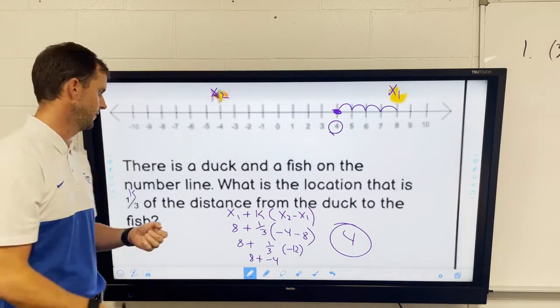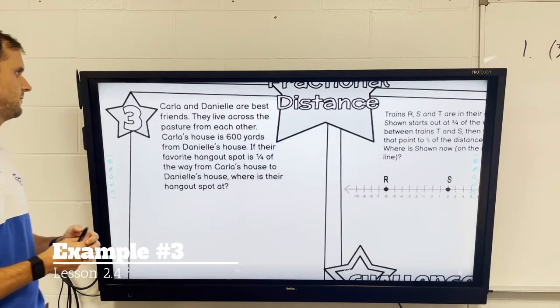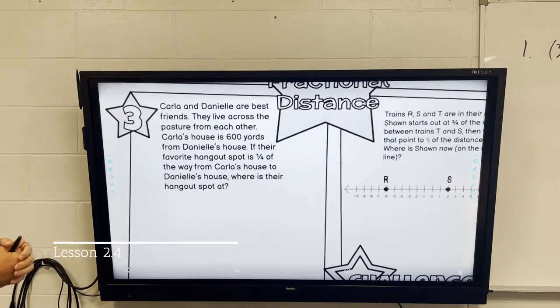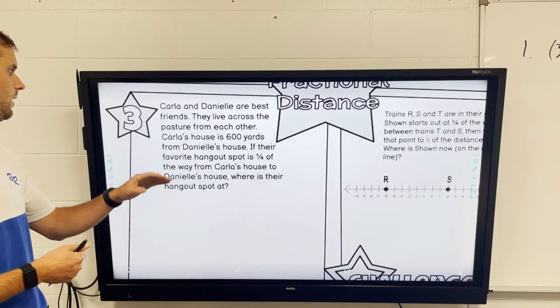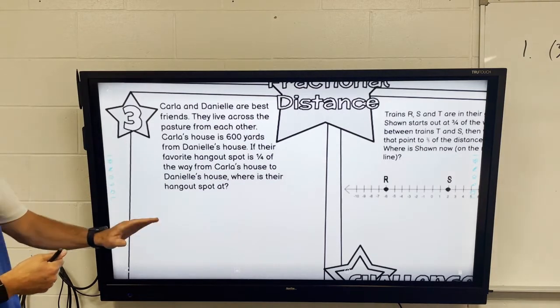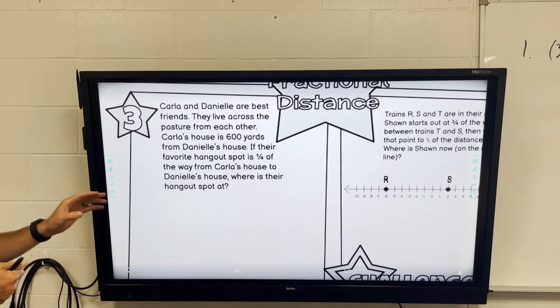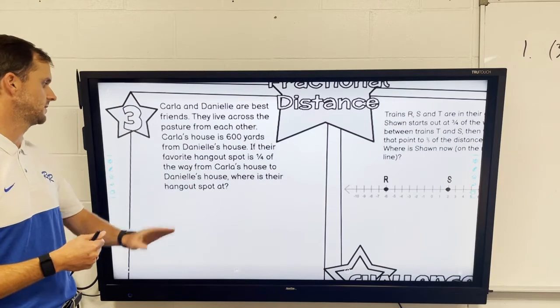Let's go to example number 3. All right, so on example number 3 here, it says Carla and Danielle are best friends. They live across the pasture from each other. Carla's house is 600 yards from Danielle's house. If their favorite hangout spot is 1/4 of the way from Carla's house to Danielle's house, where is their hangout spot? So literally it's just asking 1/4 the distance from Carla's house to Danielle's.